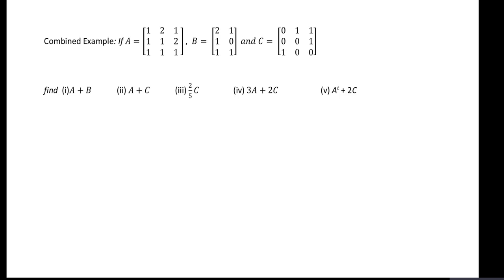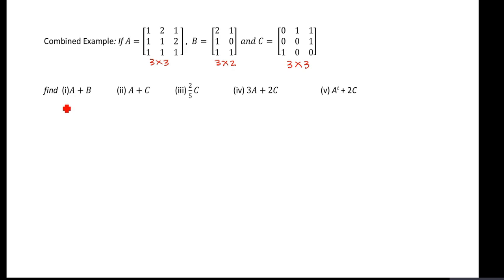Yeah, I've given an example where I've combined addition, subtraction, and scalar multiplication. I'm not going to complete all this; it's for you to double check, but let's quickly have a look. The first thing to do with questions of this nature is to write down the order of each of the matrices given. That will help you immediately. Matrix A is 3 rows, 3 columns. Matrix B is 3 rows, 2 columns. Matrix C is 3 rows, 3 columns.